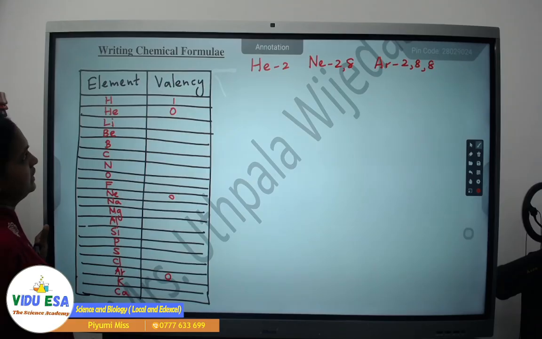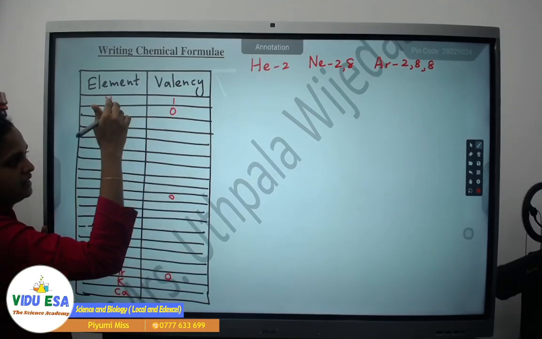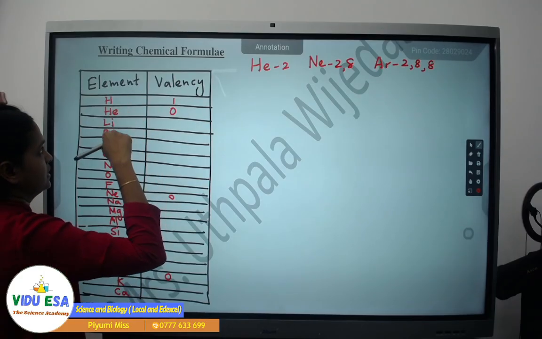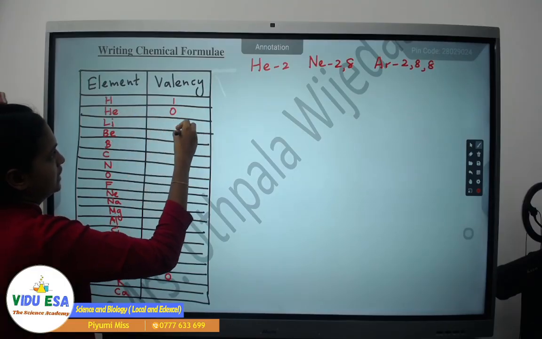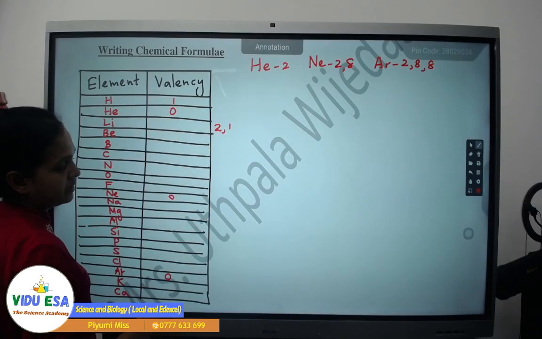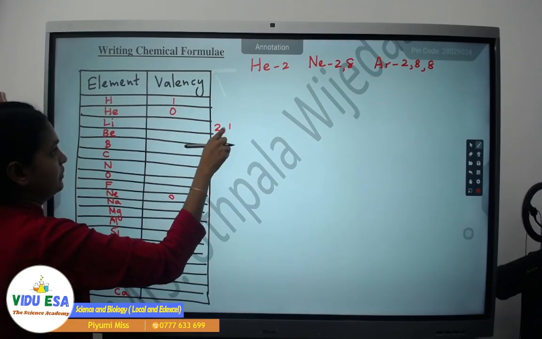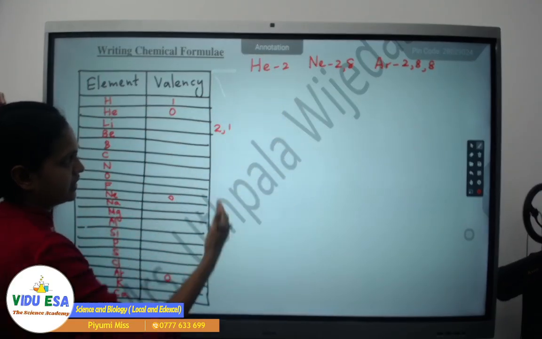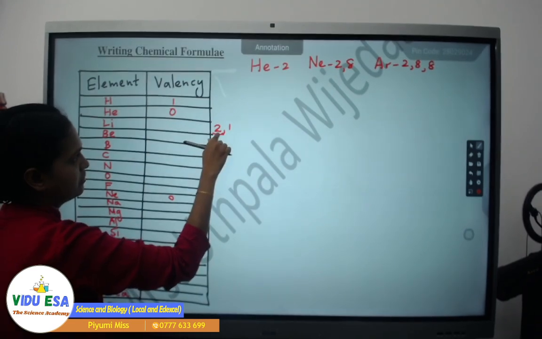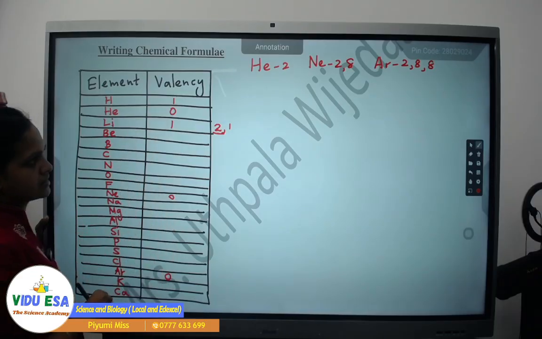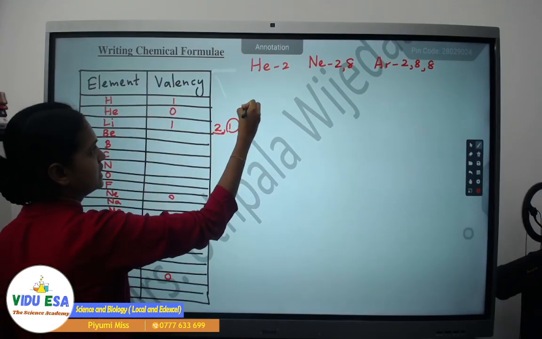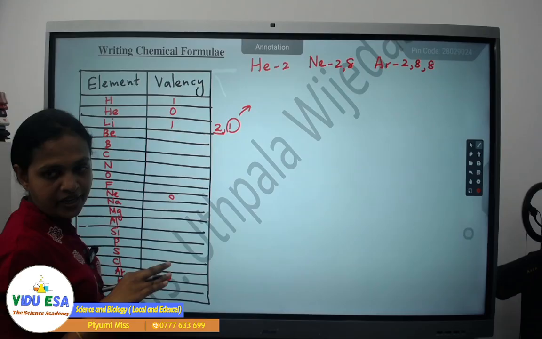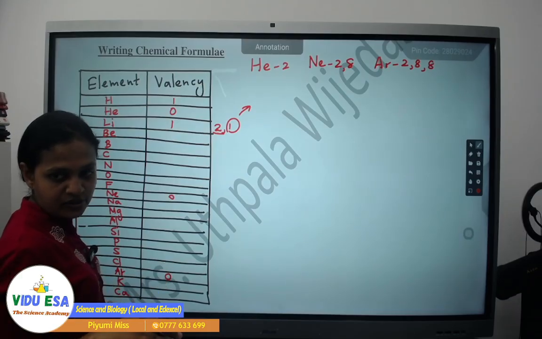Now, if we consider the elements in group 1, hydrogen, then lithium, the electronic configuration is 2-1 since its atomic number is 3. It can remove this electron in order to become stable. Therefore, it also has the valency 1. It will remove this electron. The number of electrons removed, gained or shared is known as the valency.